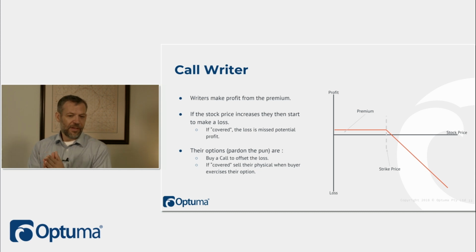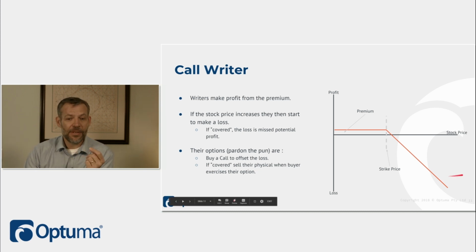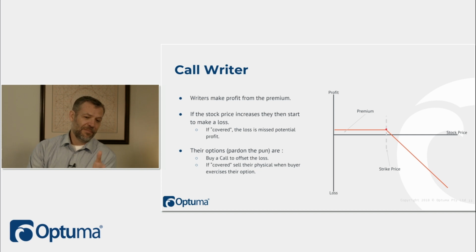Their options are, pardon the pun, that they can buy a call to offset the loss. If they see this happening, they may get to this point and say, right, I want to buy a call to offset the loss I'm going to have for fulfilling this obligation. Or if it's covered, when it exercises, they can just sell out of their position in the underlying.